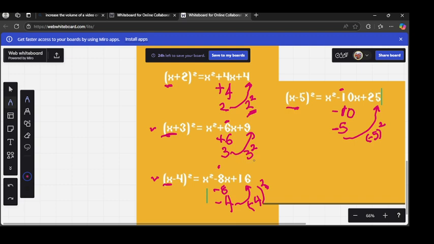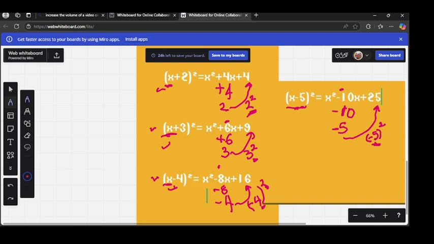If I factorize this one, it will be x plus 3 squared. If I factorize this, it should be x minus 4 squared. You can see it from here also. This one also, if I factorize it, should be x minus 5 all squared. So this is a clue to what we'll be doing next.